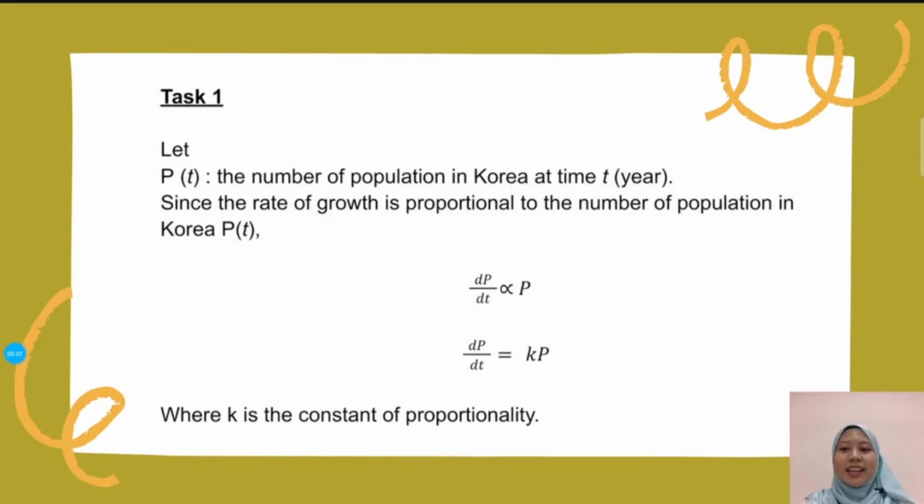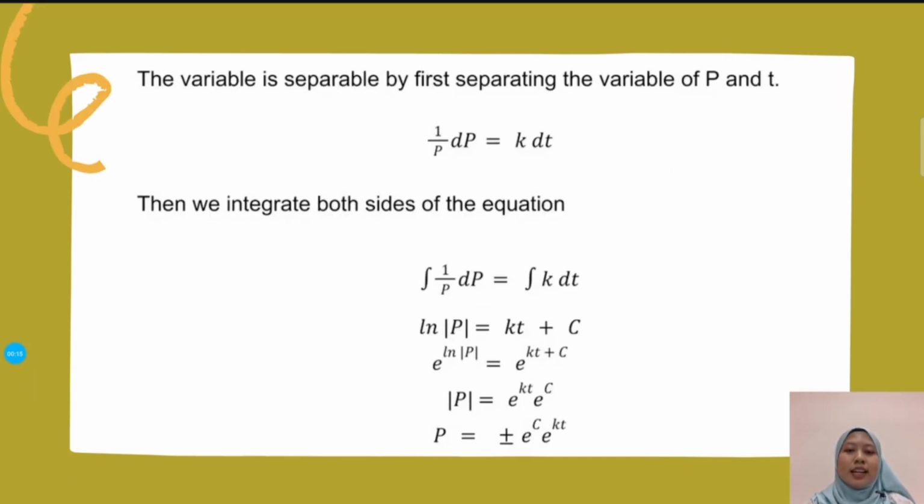First and foremost, we let P be the number of population in Korea at time t years. Since the rate of growth is proportional to the number of population in Korea, P, then dP over dt is equal to kP, where k is the constant of proportionality, which is 1 over P dP equals k dt. Then we integrate both sides of the equation. We will get ln P equals kt plus C. So we will get the modulus of P is equal to e to the power of kt multiplied with e to the power of C.